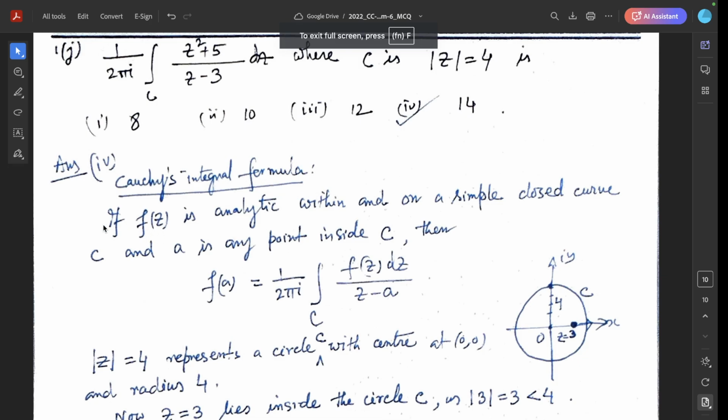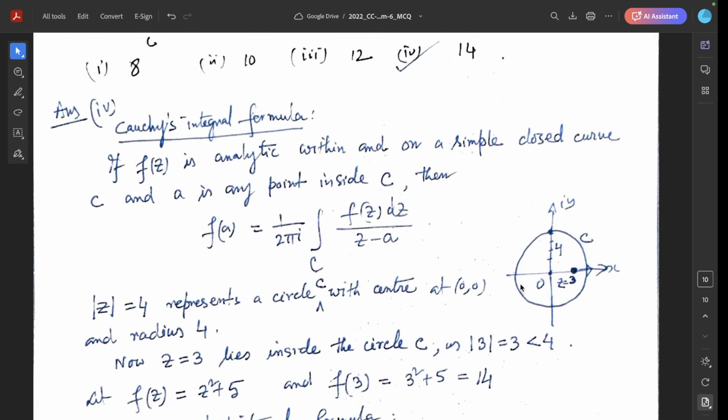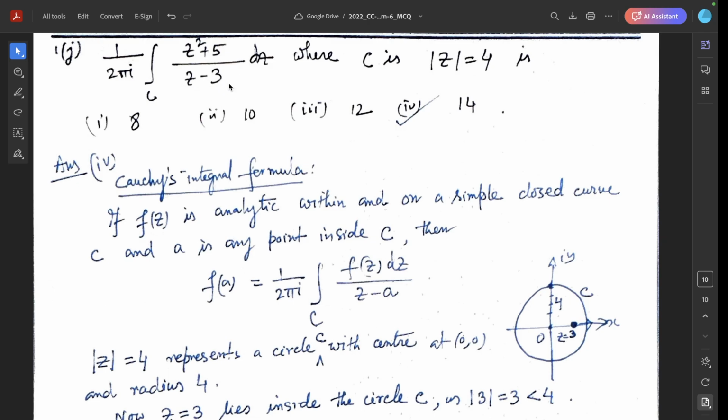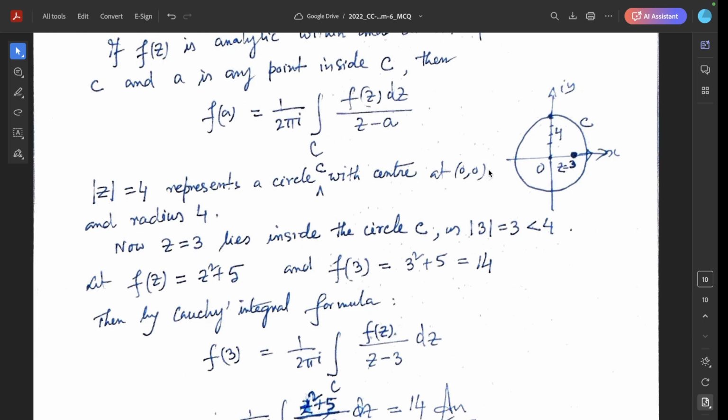Now, Cauchy's integral formula states that if f(z) is analytic within and on a simply closed curve C and a is any point inside C, then f(a) equal to 1 by 2 pi i integration over C of f(z) dz by (z minus a). Here, modulus of z equal to 4 represents a circle C with center at 0, 0 and radius 4. So here, the denominator is z minus 3. We check whether the denominator equals 0 for z equal to 3. So z equal to 3 lies inside the circle C, because 3 is less than 4.